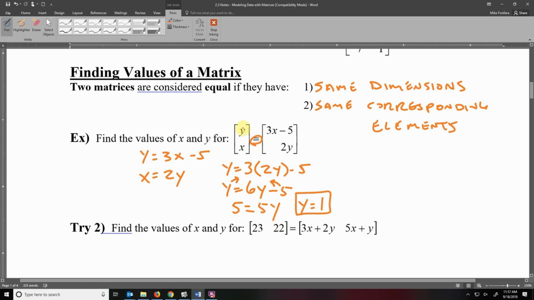Okay, so this element right here has a value of 1. This one also has a value of 1, but I need to find what x equals. Okay, I can plug that 1 right here. X equals 2 times, and that y I'm going to substitute in a 1, so x equals 2. And if I plug that in here, 3 times 2 minus 5, that is 1. So this is 2, and 2 times the value of y, 2 times 1, is also 2. So the corresponding elements are indeed equal with those values of x and y.